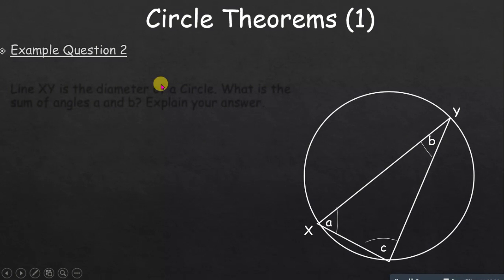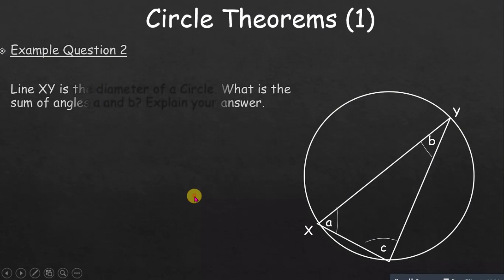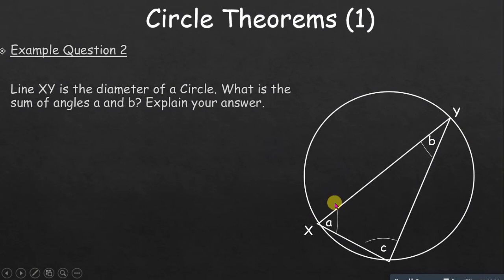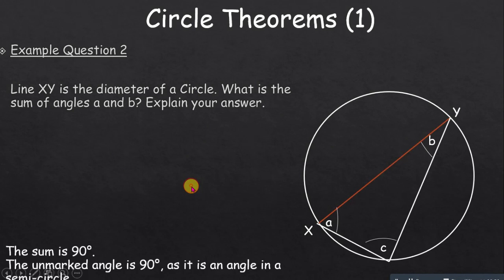Example 2 is that we have a circle, and XY is the diameter of the circle. XY is the diameter of the circle. They are asking, what is the sum of the angles A and B? Explain your answer. What's the sum of the angles A and B, which we already know from the previous lesson we just looked at? So A and B will give you what? Guess it. We continue.